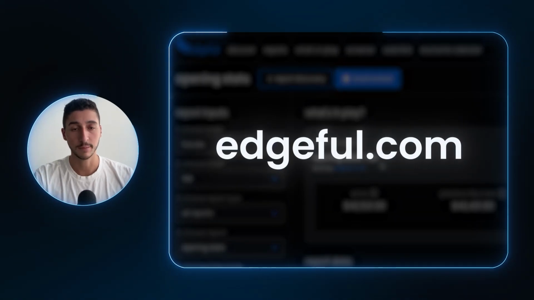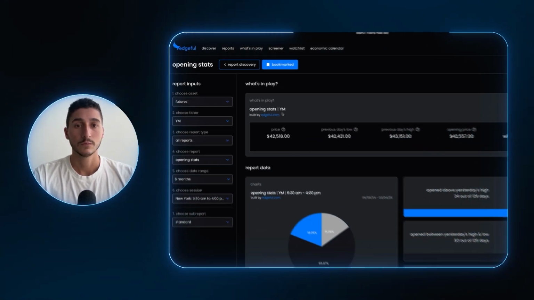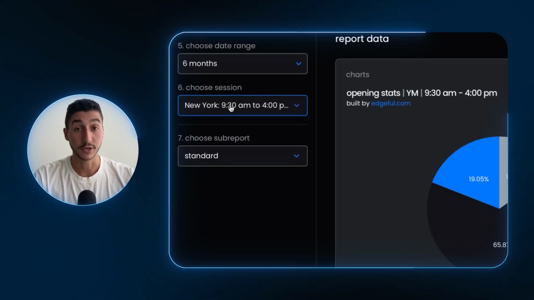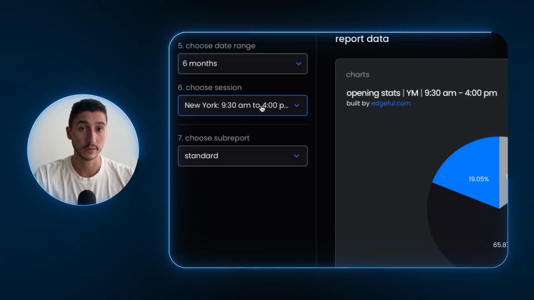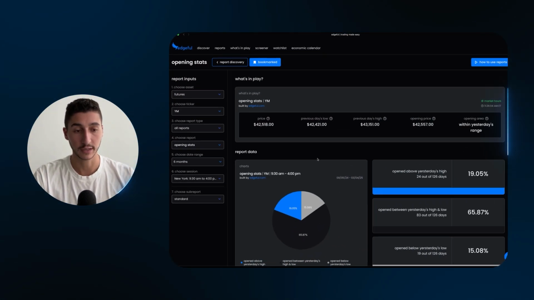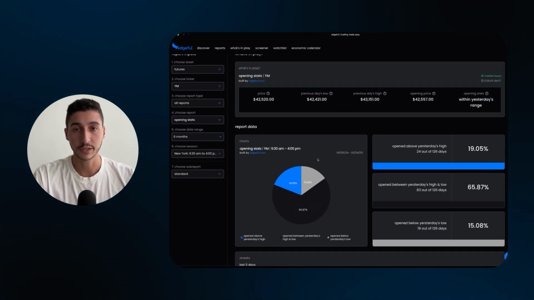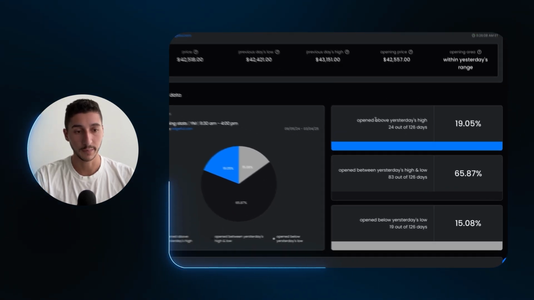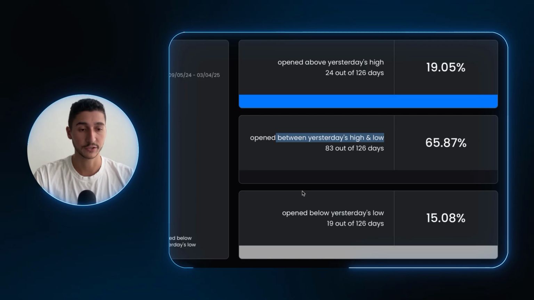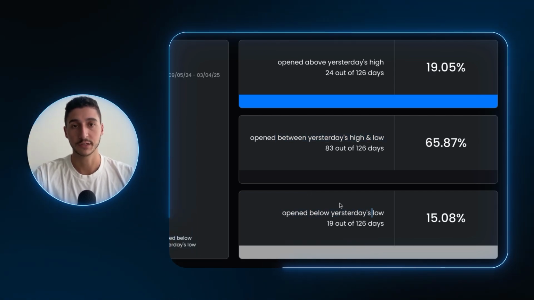on edgeful.com. So to start things off, we're going to be looking at YM in the last 6 months in the New York session. This is very important that you understand what the implications of this are. I'm going to touch on that in just a second. But pretty much, very simply, this report measures how often do we open above previous session's high, between or within previous session's range, and below previous session's low.